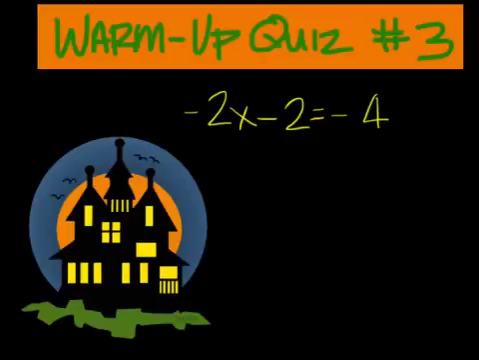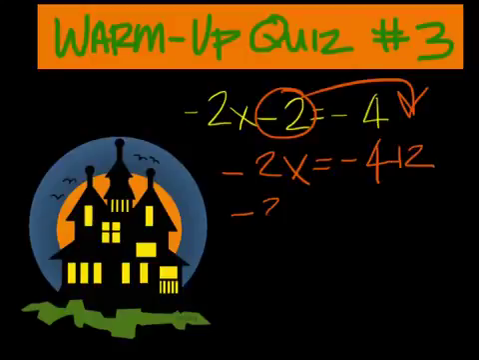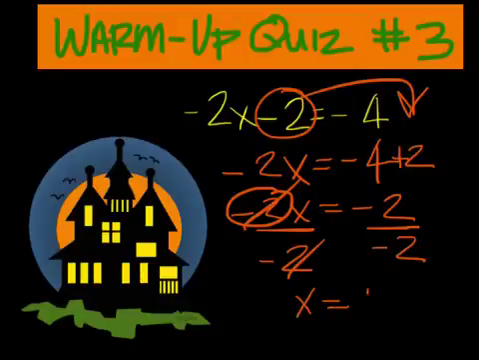If you miss this one, then here's how you get it. You have to move that over to the right side and change the sign so it becomes +2. And then you'll end up with a -2 on the right. -4 plus 2 is -2. Divide both sides by this -2. Answer is 1.